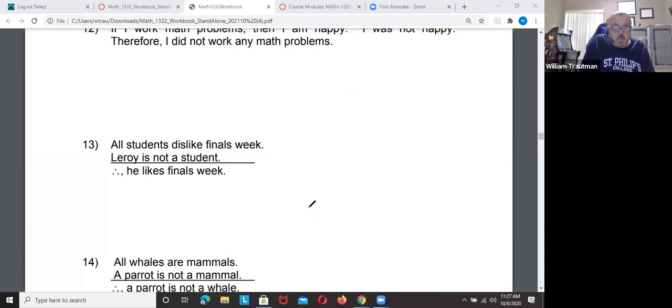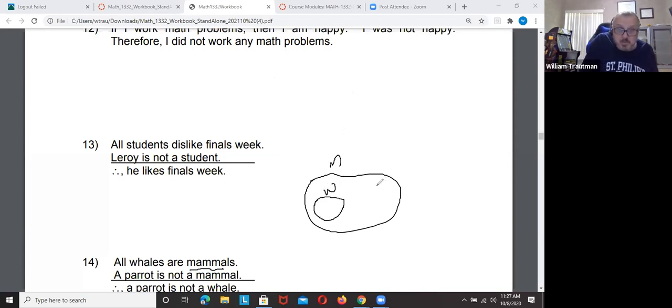All whales are mammals. So you draw the mammal first, the second part of the statement, and then put the whales inside. A parrot is not a mammal. So I can put a parrot here. These are mammals. Sorry. A parrot is not a mammal. So the parrot has to go on the outside. These are mammals, and these are whales.